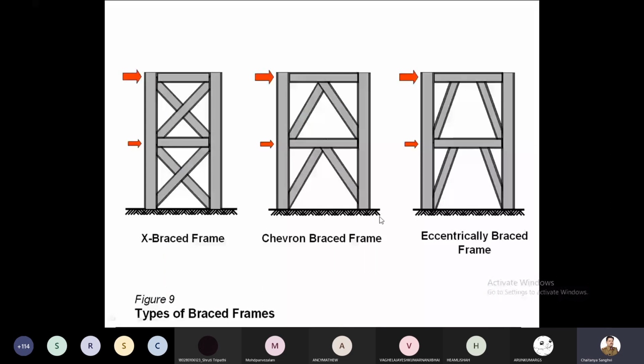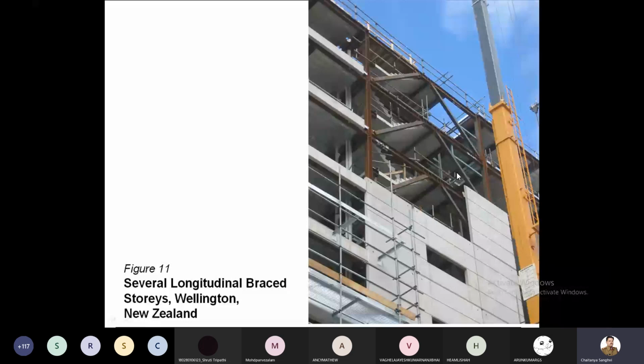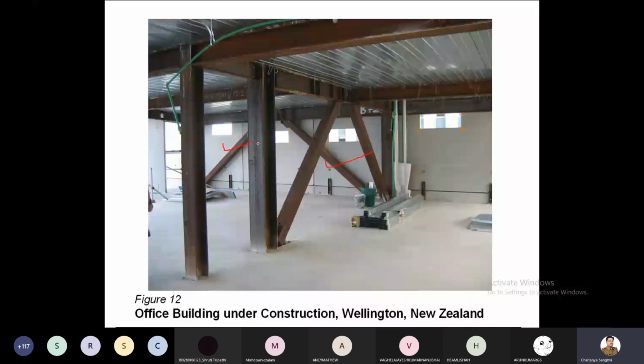These are the braced frames where we are providing the bracing to increase the stiffness. This is the X brace, this is the chevron brace system, eccentrically braced system. Such a system is provided when you want an opening here. When there is no need of an opening, you go for the X bracing. Here you can see the bracing. This is the bracing system, and the purpose of the bracing system is to increase the stiffness.